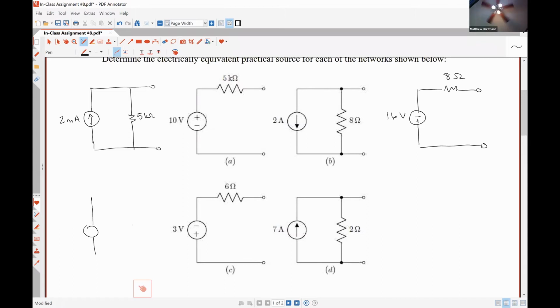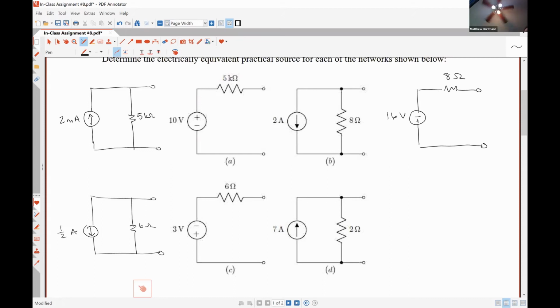All right, for part C, we have a practical voltage source. So we're going to find the electrical equivalent practical current source. Since the positive polarity terminal is on bottom, it will be direction down, and 3 volts divided by 6 ohms is 1/2 of an amp.